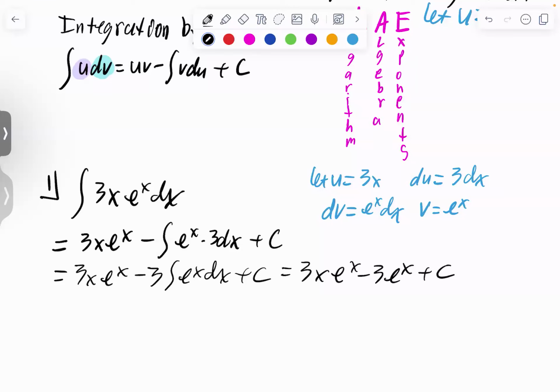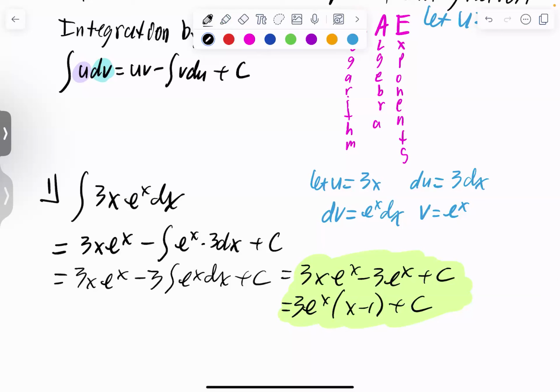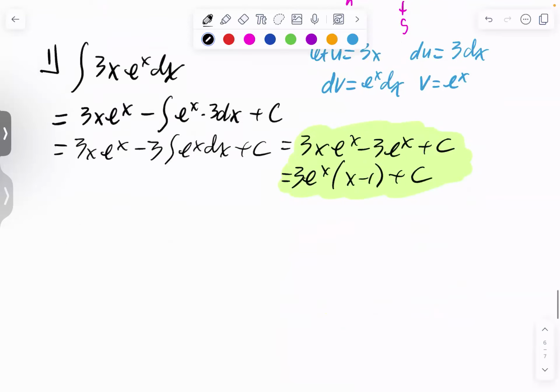And this answer is perfectly fine. However, I have seen some textbooks rewrite it like this. Either is fine. One is not more or less correct than the other. The second one is useful if we have something else calculus-wise to do with it. Otherwise, the top one is just fine. Again, one is not more correct than the other. All right, let's try another one.